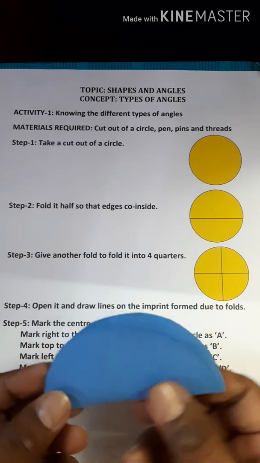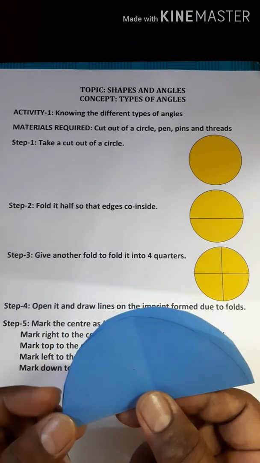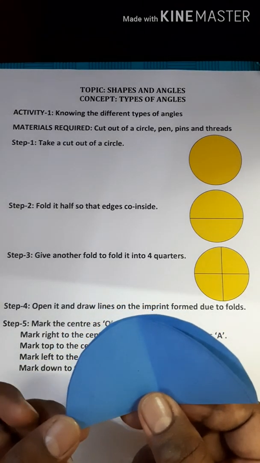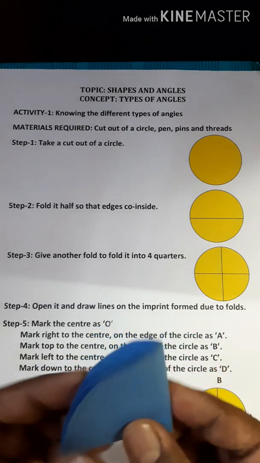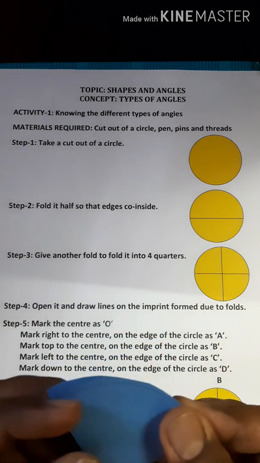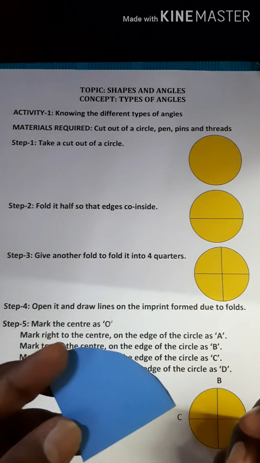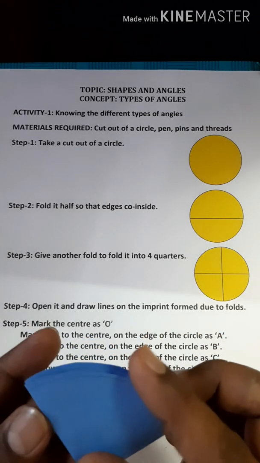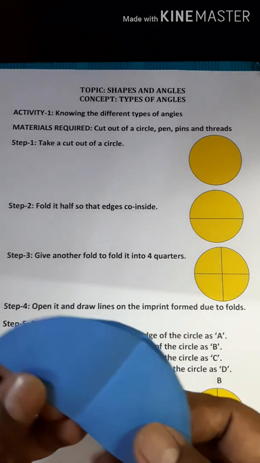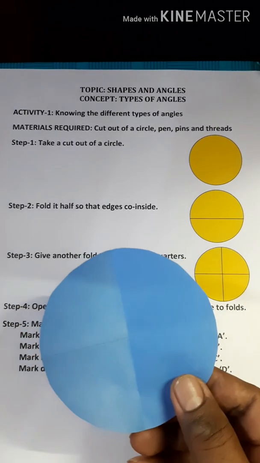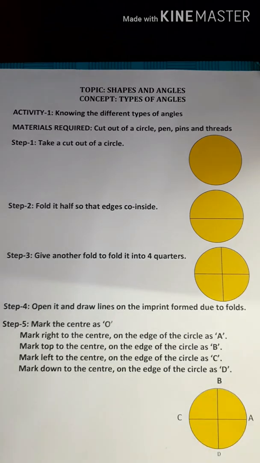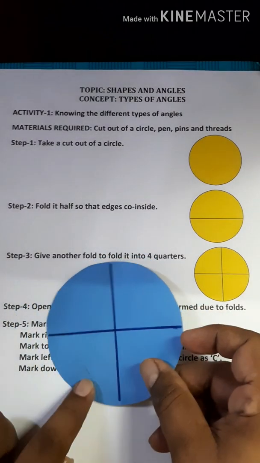Now next we have to give another fold to it to make it into 4 quarters in this way. So I have given one more fold. Now after this, open it and then you draw the lines in this way.